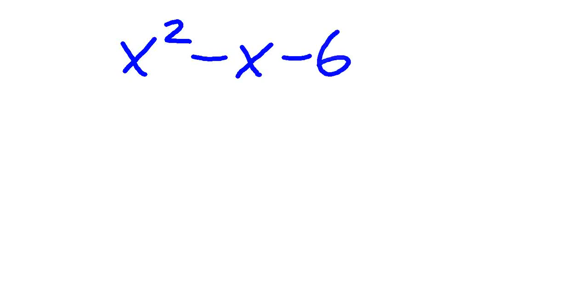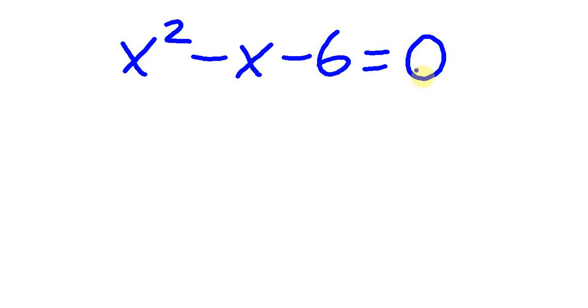Let's say we're given the following quadratic function: x squared minus x minus 6 equals 0. It's important to note that you always want to set one side of the equation equal to 0 when you're finding zeros, as in y equals 0 or f of x equals 0. It means the same thing.